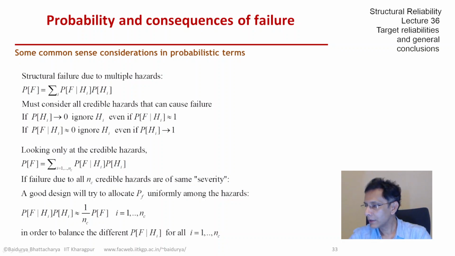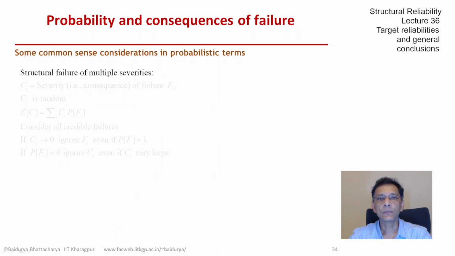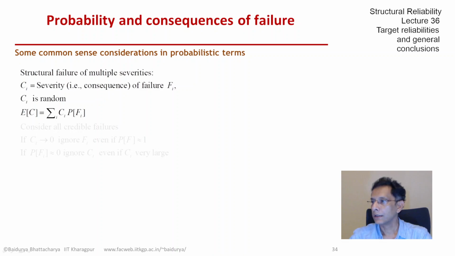We can take this thought to consequence. So now suppose we have failure of multiple severities or consequences, and let Ci be the consequence of failure Fi. So Fi gives rise to Ci. Now Ci is likely to be random. In that case, we would like to compute the expected value of this random quantity, E of C, and by definition it's the sum of Ci times P of Fi over all the different failures that we would like to consider.